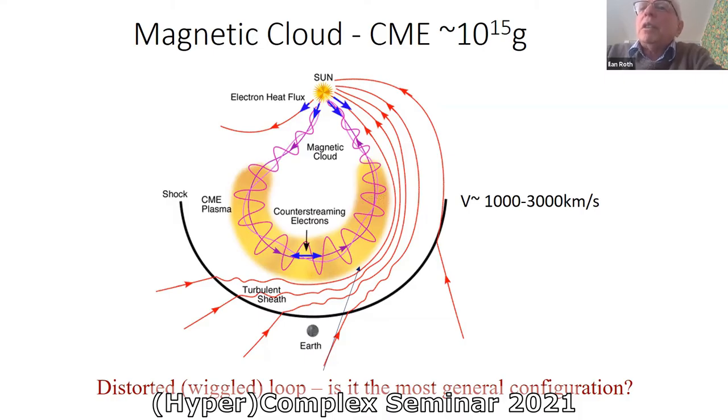For tens of years, people drew cartoons where the field was described by wiggling of the magnetic field. So instead of a regular magnetic field, it just wiggles and moves. If you remember, in quantum electrodynamics, I always remind myself, Zitterbewegung, the oscillation of particles. Is this the most general configuration? I think the answer is no. There are much more interesting configurations.